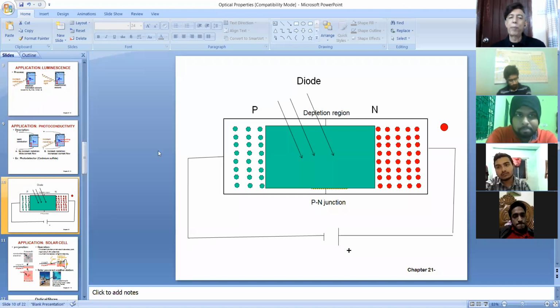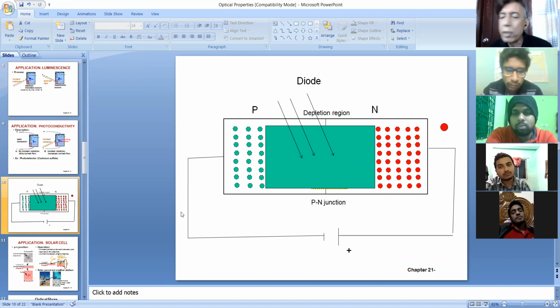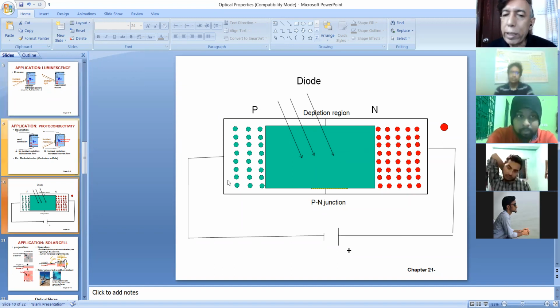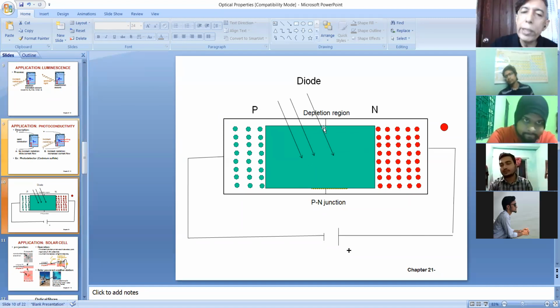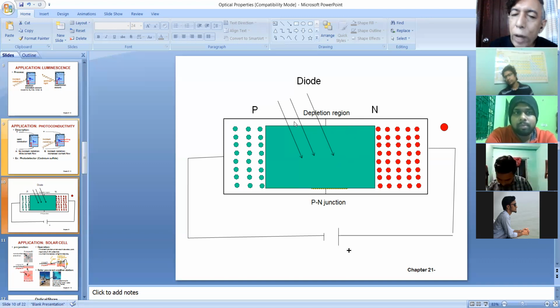Now, what will happen by this photodetector? There is no current here. If light falls here, current starts flowing. That means it is a switch. If you allow light to fall here, then the current starts flowing. So it is a switch.